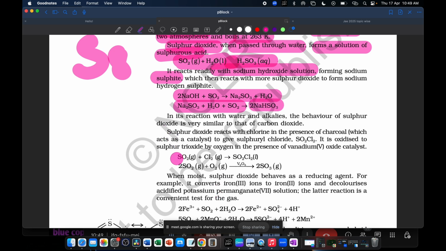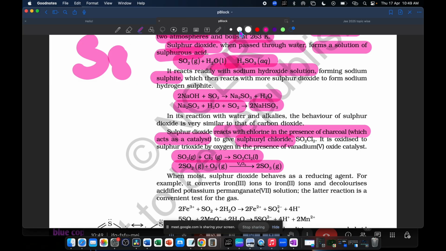Right, a few more reactions are also mentioned here. SO2 plus Cl2 gives you SO2Cl2. SO2 plus O2 gives you SO3. These are just addition reactions you can check here. Sulfur dioxide reacts with chlorine in the presence of charcoal, which acts as a catalyst, to give sulfuryl chloride.